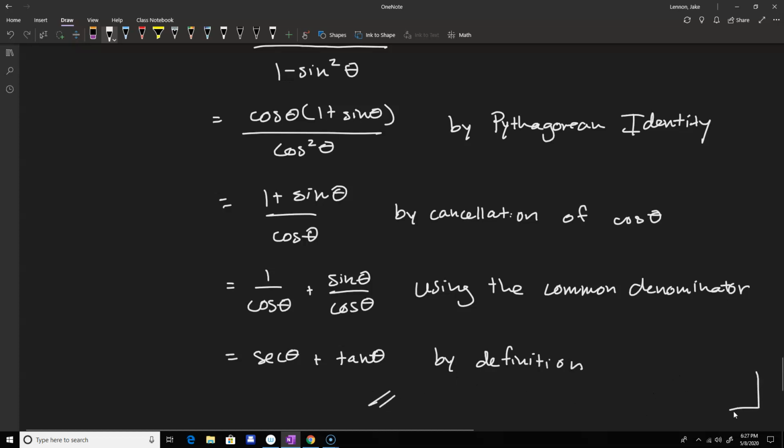We have reached exactly the right-hand side of the identity. So as you can see, a lot of these different things come up when we're looking at the identities. Usually there's some form of Pythagorean identity in disguise somewhere.